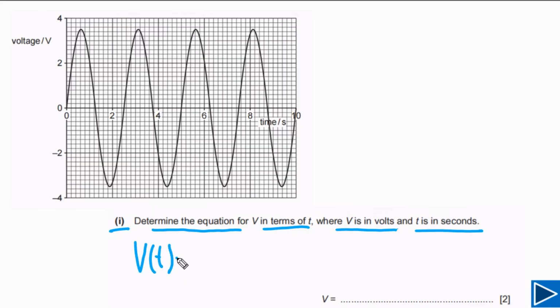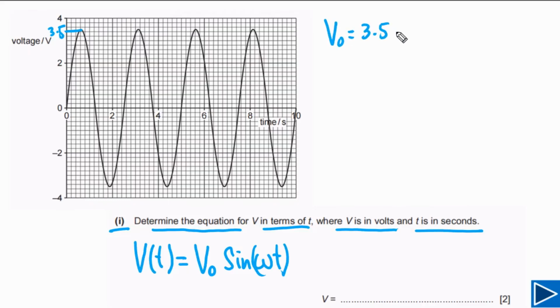So V as a function of time will be equal to V naught, meaning the maximum value of V, times sine of omega t. Now we need to plug in values of V naught and omega. First of all, the value of V naught, meaning the V max, we can read from here. V max is equal to 3.5, so we can write V naught is equal to 3.5 volts.